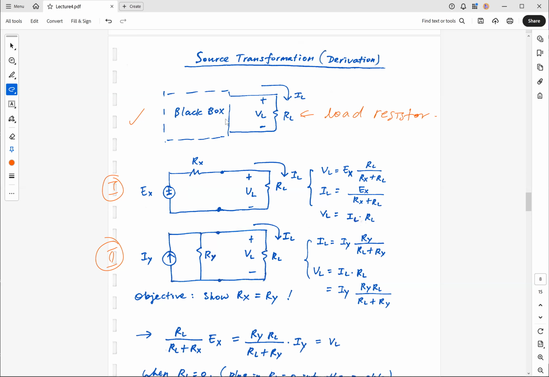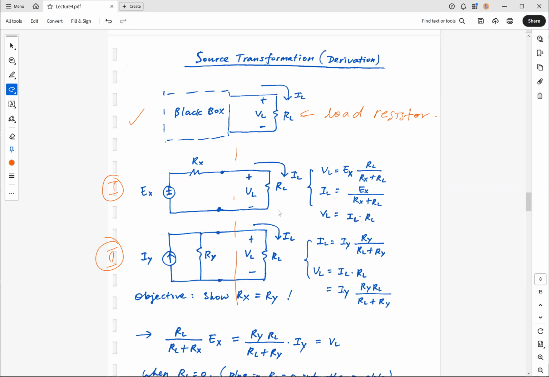External to this black box, I have this RL, which is the same for both circuit number 1 and circuit number 2. So it's the same RL here, and across this RL, I have my voltage drop, which I call VL. The current passing through this RL is my IL. As far as this part is concerned, they're the same.